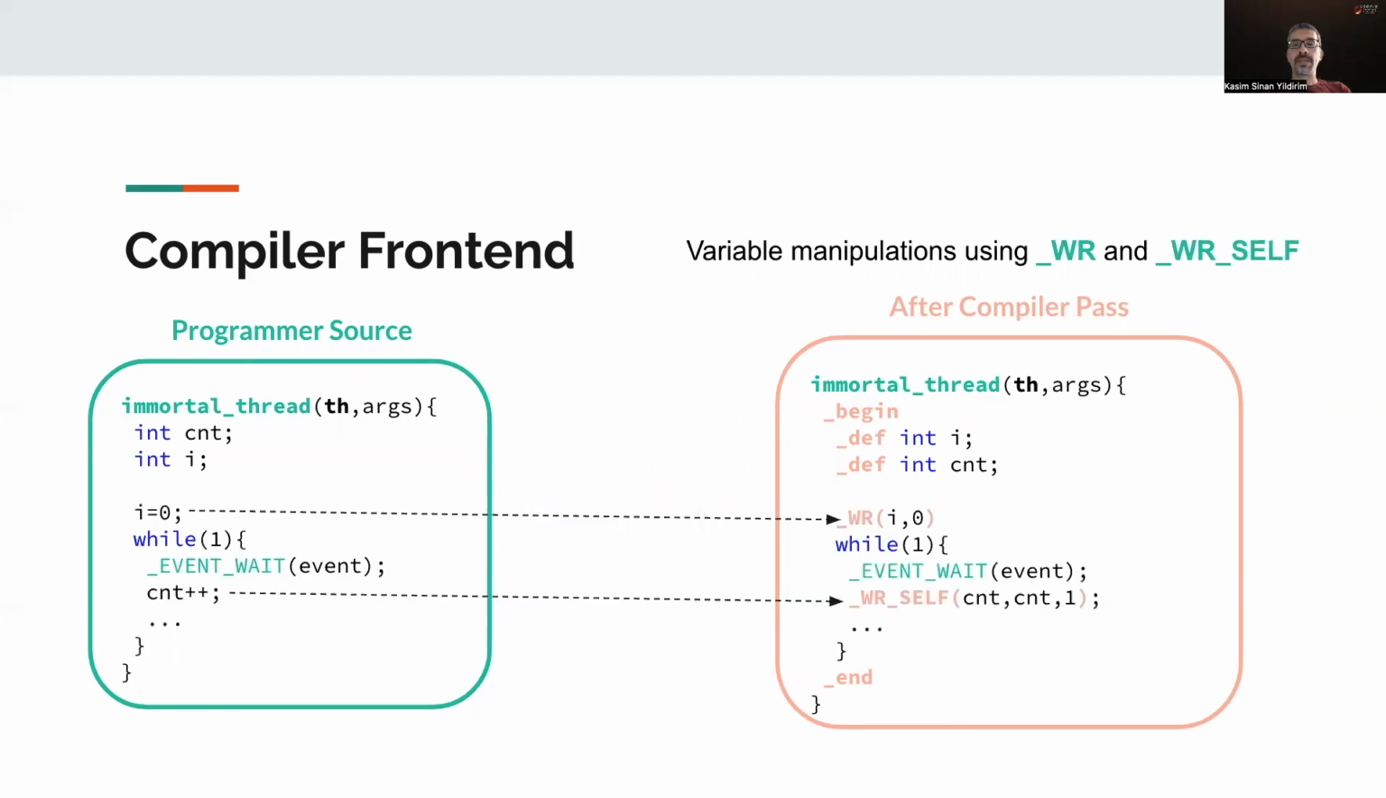The compiler frontend instruments variable manipulations using write and write self macros to ensure memory consistency. These macros manage write-after-read dependencies, perform checkpoints, and keep functions and threads idempotent. The write macro manipulates variables when the update operation does not include any write-after-read dependency. Write self manipulates variables when there is a write-after-read dependency.